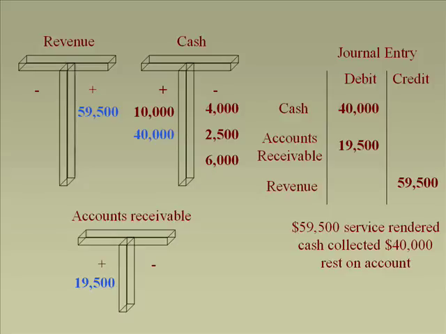Let's do the next one. What was the next transaction? The owner withdrew $30,000 for personal use. When an owner withdraws money for personal use, do you remember what's the name of it? It's called, yes, drawings. So the two accounts that are impacted are cash and drawings. Looks like this.